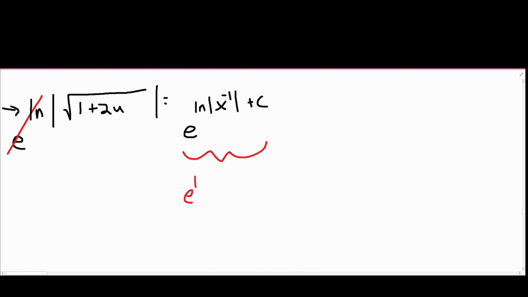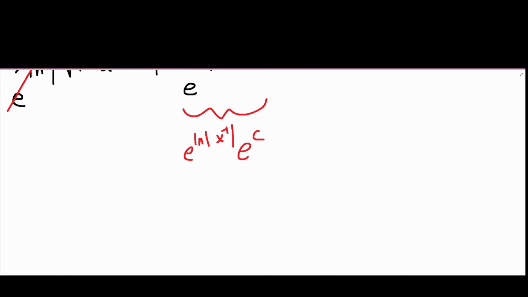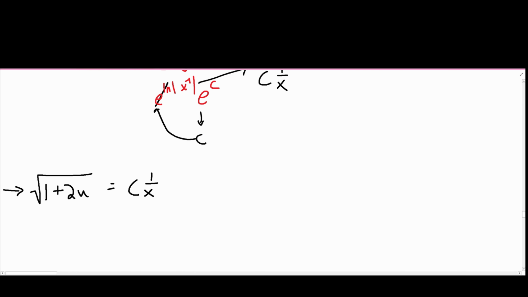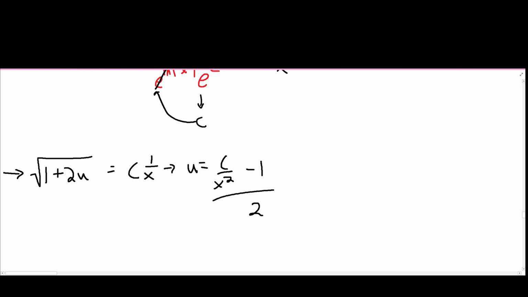For the right side, this also equals e to the ln x to the negative 1 times e to the c. This e to the c is just c. This can be brought out front, so we have c times e to the ln x to the negative 1. The e and the ln can cancel out, so we're just left with c times 1 over x. After doing this, we can square both sides to get rid of that square root, then subtract 1 from both sides, and then divide everything by 2. So we're left with u is equal to c over x squared minus 1 divided by 2. C getting squared, c squared is just a constant squared, so it is just a constant c.